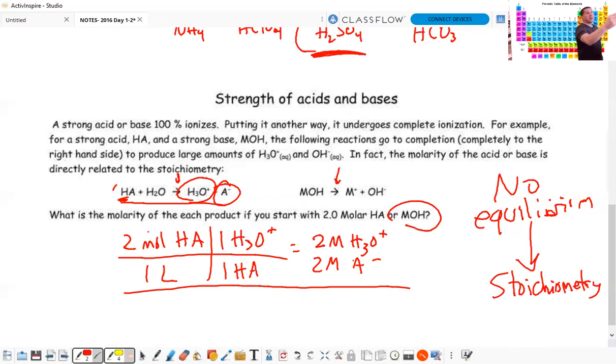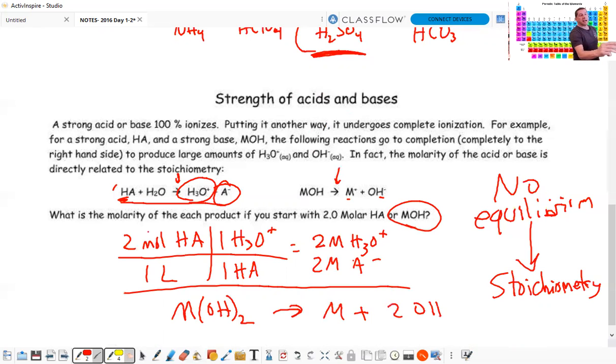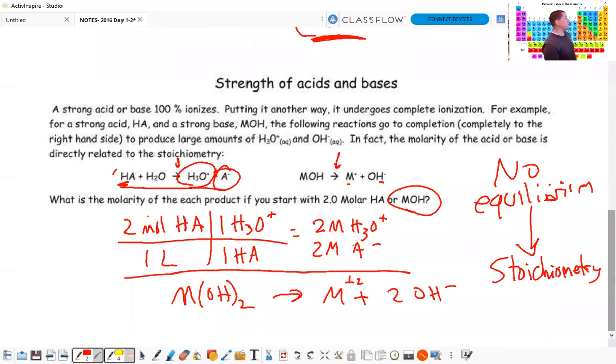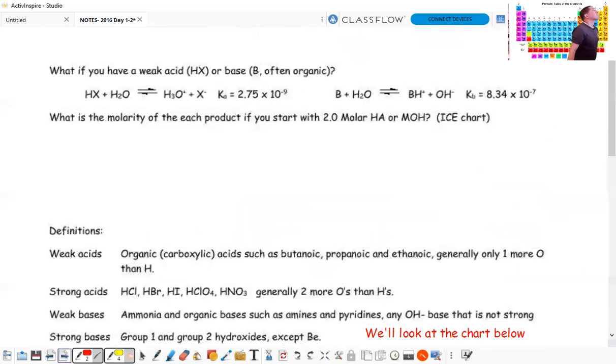If this was MOH, you could see it's the same. But if I had changed it to MOH2, now that makes a difference because now we have 2 hydroxides. So if this is 2 molar, this is 2 molar, but this one would be 4. Stoichiometry. Think of the stoichiometry again. So that's going to have a great impact on what we're doing tomorrow.